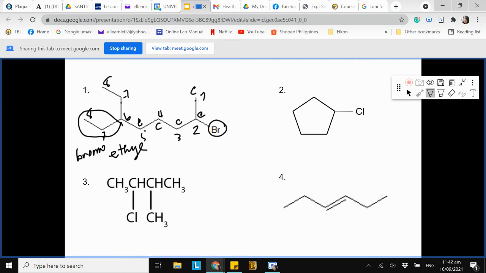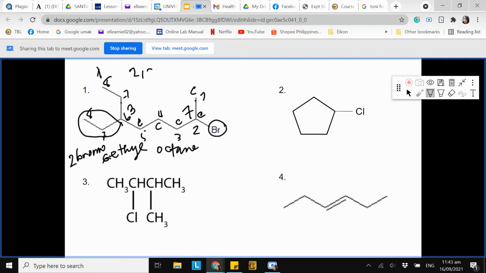Di ba ito si number 1? So, dito tayo mag-start. So, this will become 2-bromo-6-ethyl-octane. Okay? So, yan yung pangalan niya. 2-bromo-6-ethyl-octane. Now, bakit hindi tayo dito nag-start? Kasi kung dito tayo nag-start, this will become 3-ethyl-7-bromo. 'Di ba?